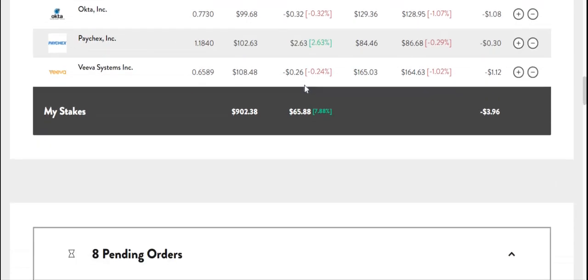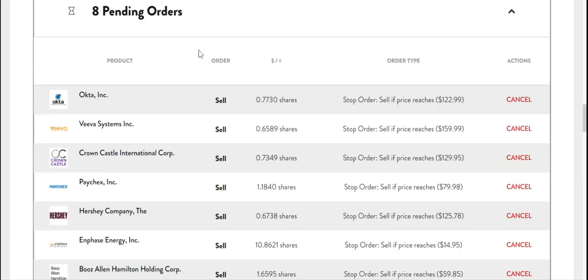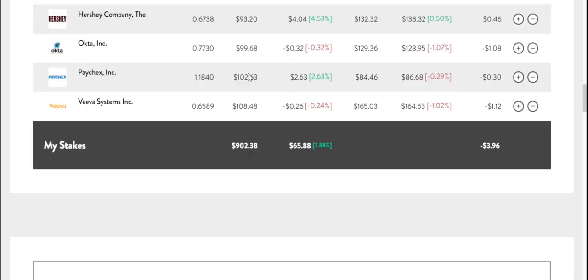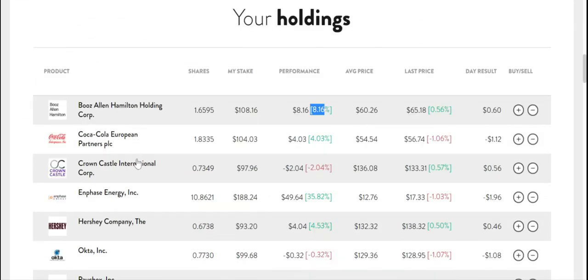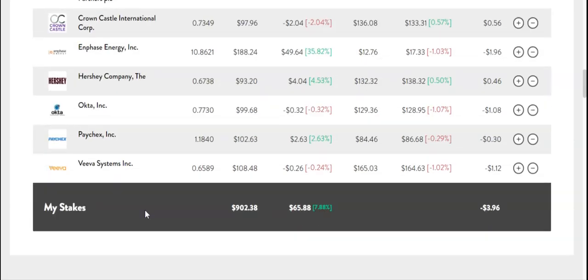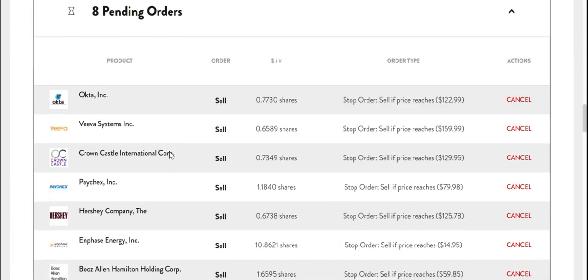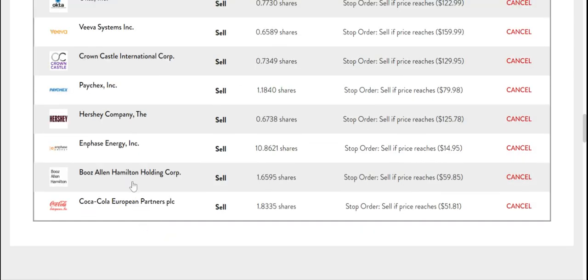And if I scroll down a bit, you can see these are all my pending orders. So these are all orders that I've got for all those stocks above. There were 8 stocks. So if you go 1, 2, 3, 4, 5, 6, 7, 8, you can see that I've actually got 8 pending orders.